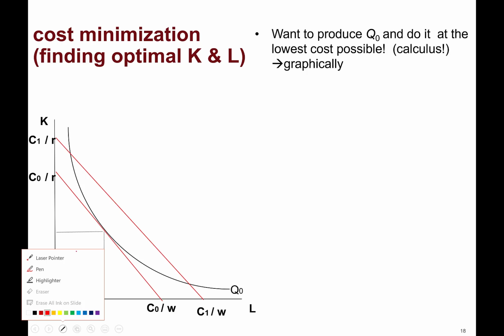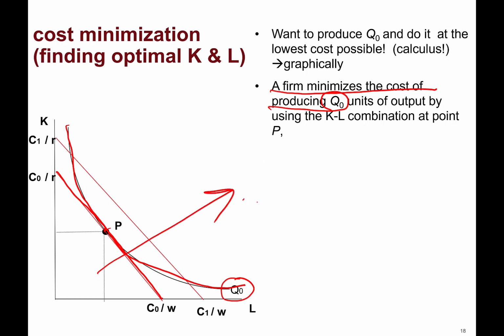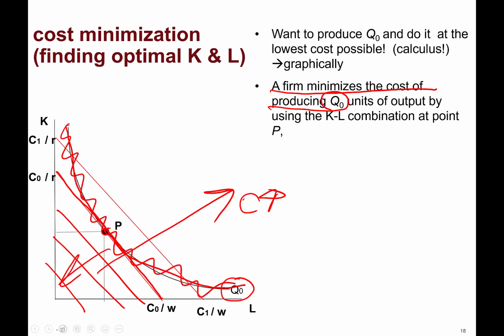Let's clean this. Okay, so a firm minimizes the cost of producing Q0 units, right? I'm trying to produce this by using the capital labor combination at point P. How did we find this point? We're looking at the tangency point between the isoquant that we are trying to reach and the isocost curve that is tangent to it. Remember, as you move away from the origin, the costs will go up, right? You're trying to find the isocost curve that is closest to the origin, but also achieves this output level.